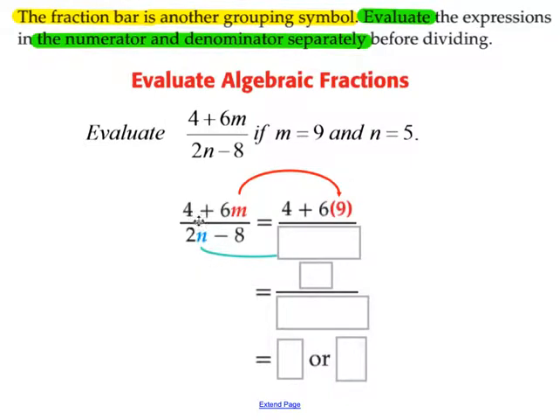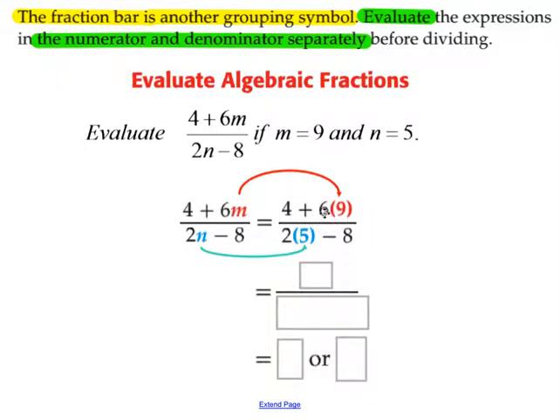In the numerator we get 4 plus 6 times 9. In the denominator we get 2 times 5 minus 8. So make sure that you're taking the time to write that step out so you won't make mistakes. You'll make a lot fewer mistakes if you go ahead and write out your work.